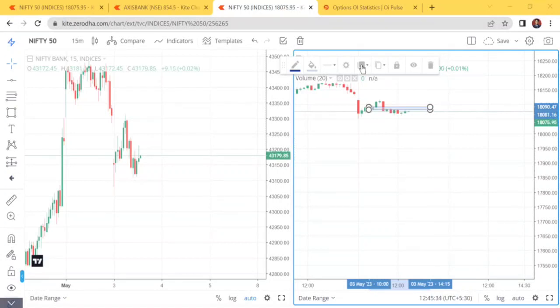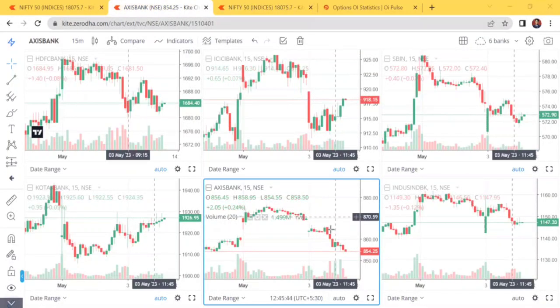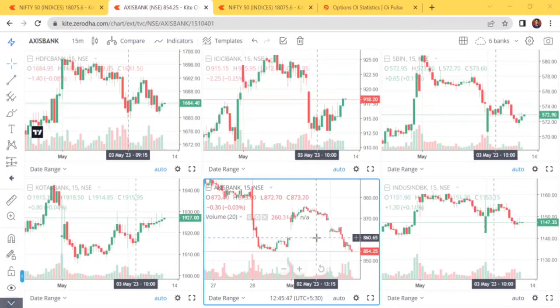Meanwhile, Nilay, just have a look at Axis Bank. I think it is breaking a crucial trend line, and that might be a bad trade. I mean, a good short trade from here with a good risk reward.